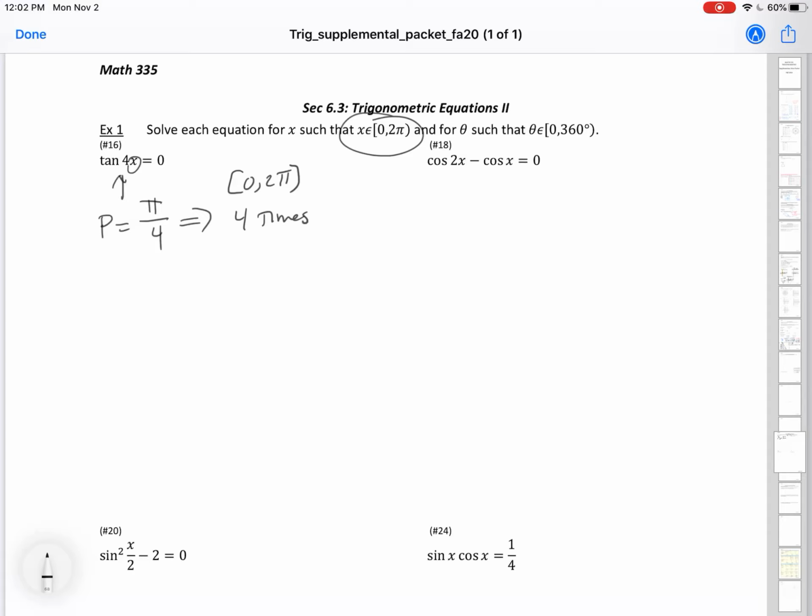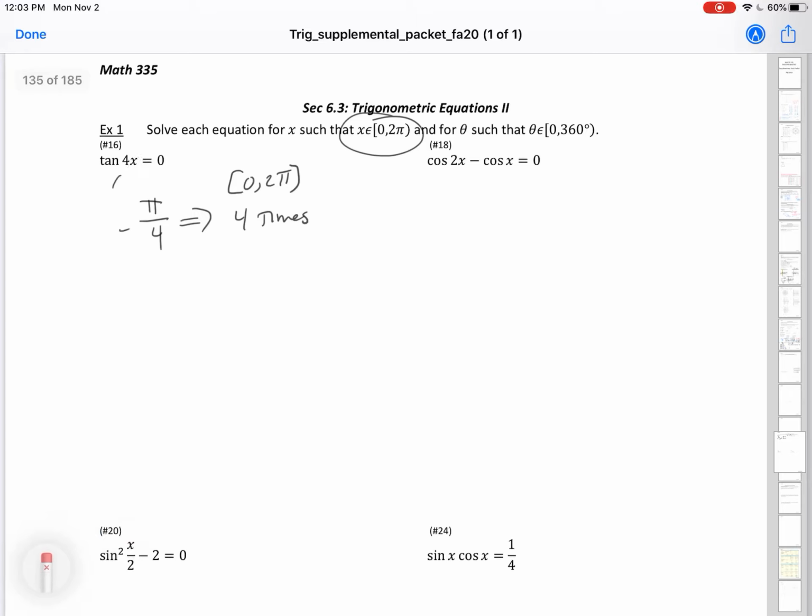Let me just restate that. That 4 takes the period and makes it 4 times as small, meaning it can repeat itself 4 times in every period, which is just pi. And so we're going to get 4 times the number of solutions between 0 and 2 pi. We are going to get 8 solutions out of this thing. So it's nice to know what you expect.